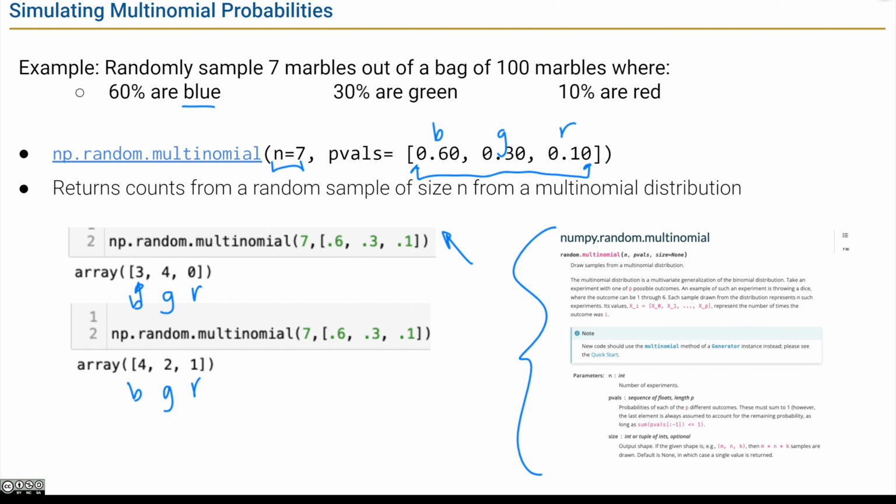And that brings us to the end of our intro to multinomial probabilities.